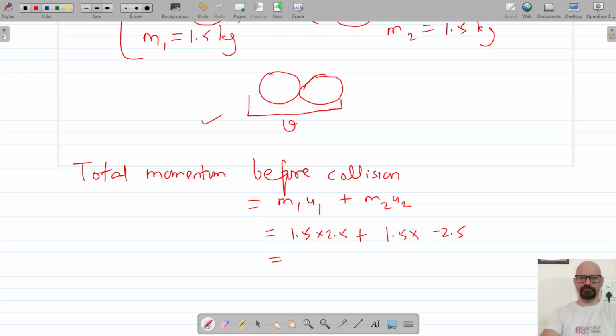Okay, and let's calculate this. In this case, you can see that I can write it as 1.5 into 2.5, and this negative sign I can put here. These are both the same values, but with opposite signs. So these get cancelled and the total momentum before collision is zero.